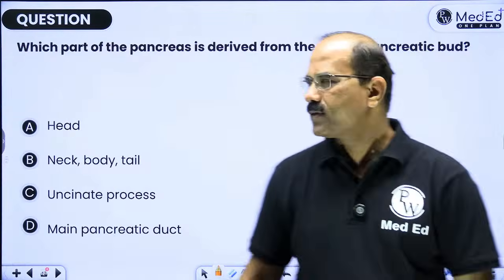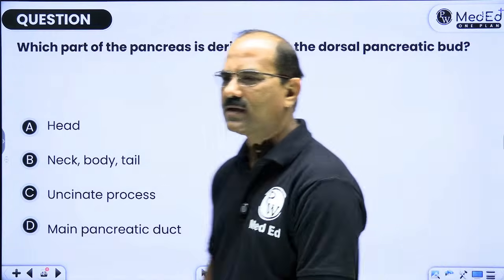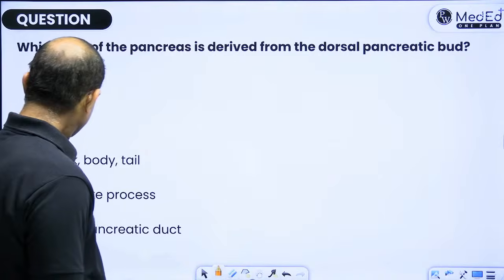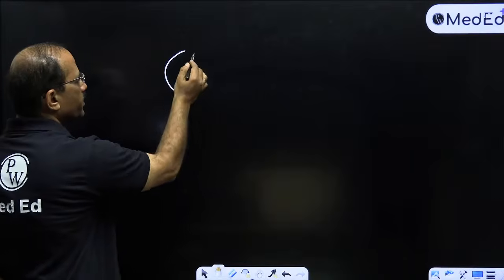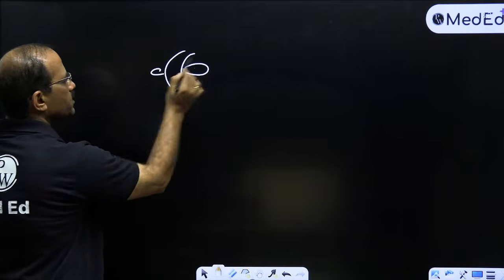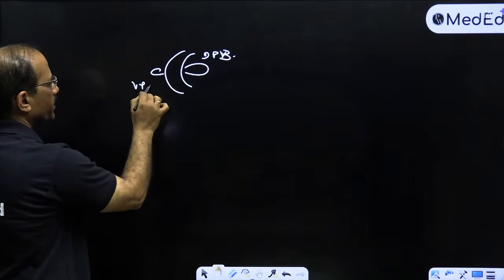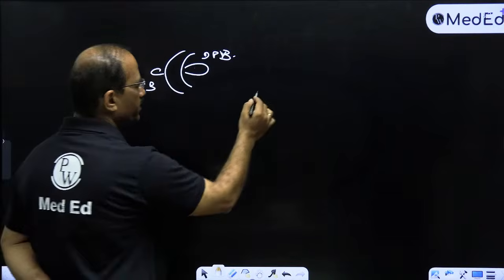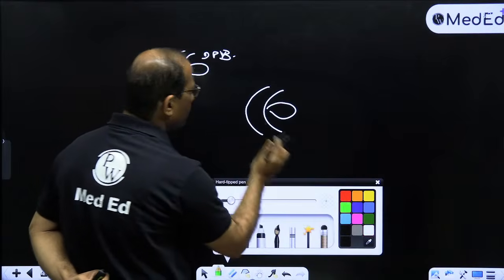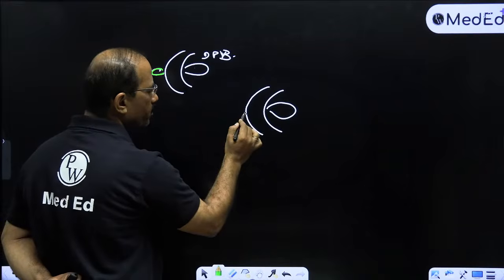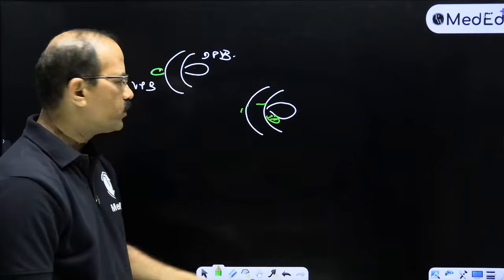Okay, coming to the next. Which part of the pancreas is derived from the dorsal pancreatic bud? Anyone? So let us look at the development of the pancreas. This is the duodenum, this is the dorsal pancreatic bud, and that's the ventral pancreatic bud. The ventral bud goes from behind and joins with the dorsal bud.